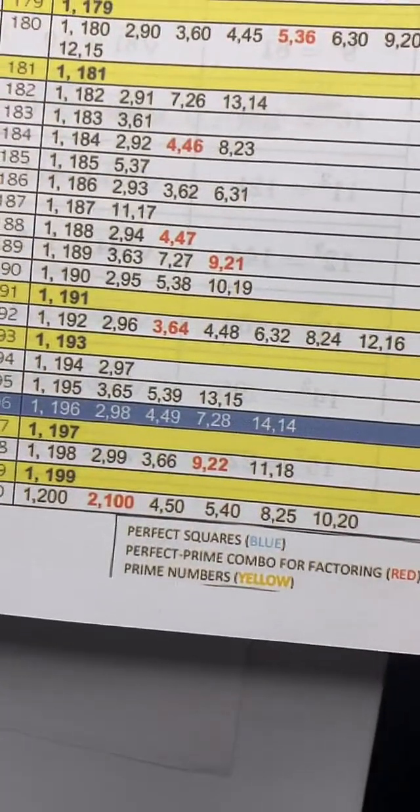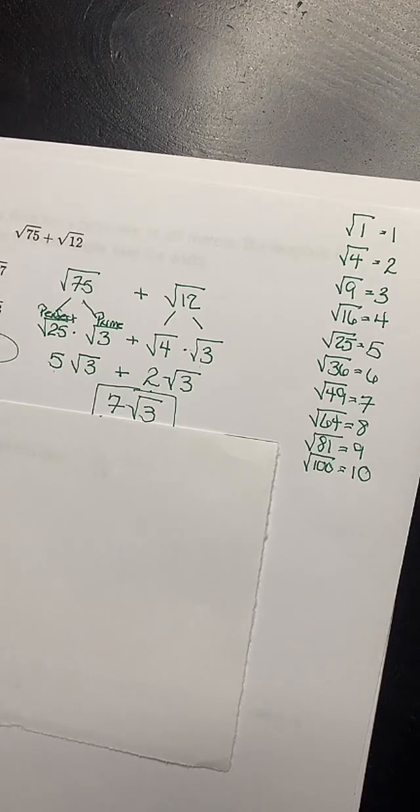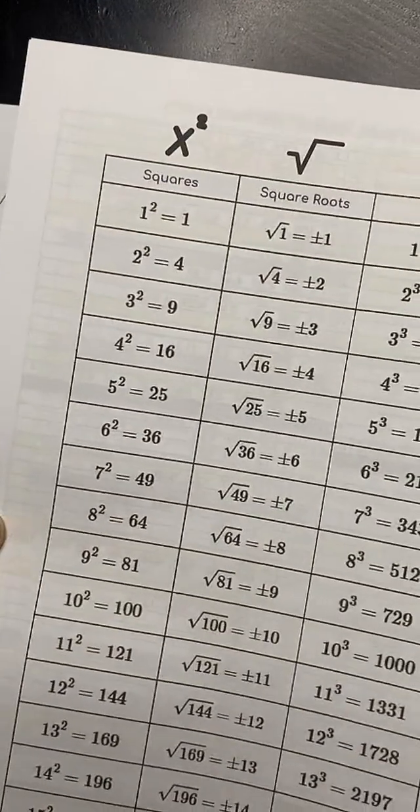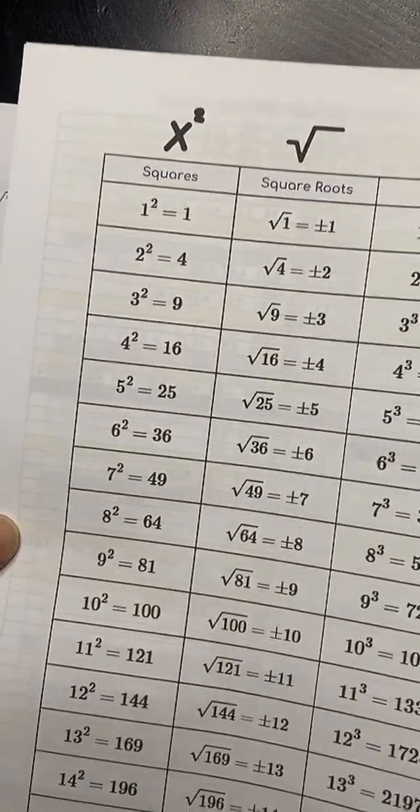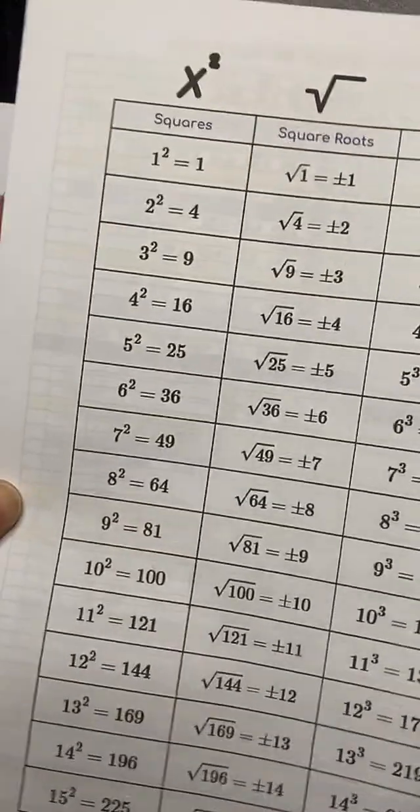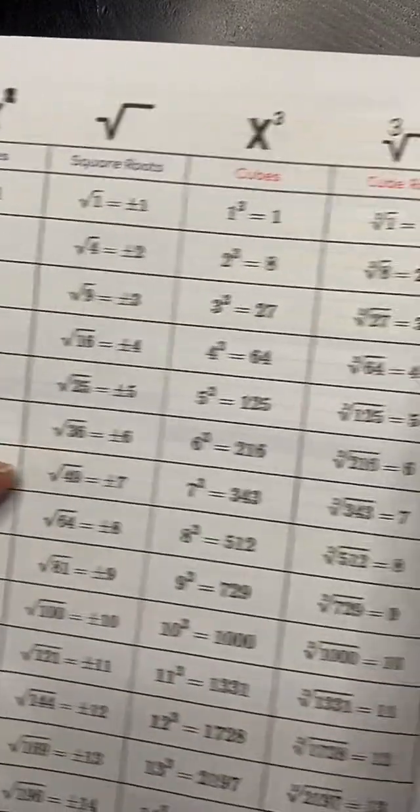And then you have your factor sheet. Most factor sheets only go to 100. I go all the way up to 200, because especially when you're dealing with algebra, you're dealing with larger numbers. Then if you can't remember your squares and your square roots, I got you listed right here. You got your squares, your square roots, your cubes, your cube roots.